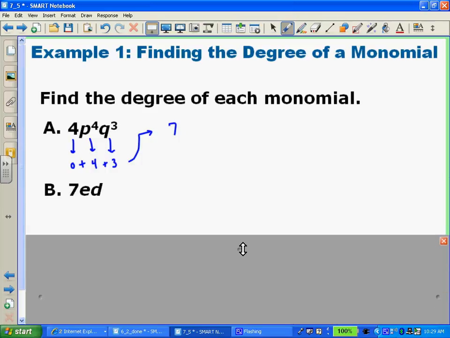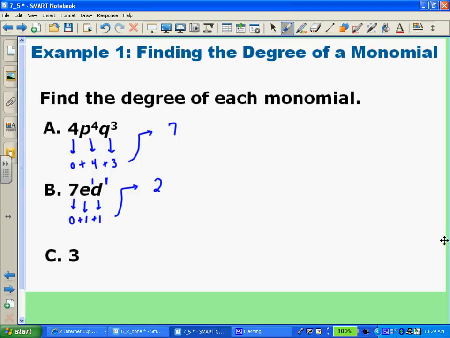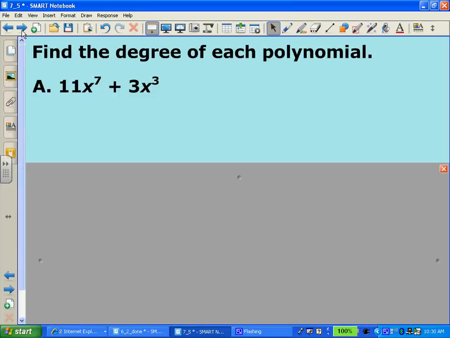Okay? Now here, again, 7 has degree of 0. Now this is e to the first, d to the first. Remember, if there's not an exponent there, it means it's a 1. So each of these would have degree 1, which would mean that this whole monomial would have degree 2. And one more here. This is just a constant. We know that constants have degrees of 0, so this one has degree 0. Okay, so that's how we find degrees of monomials.